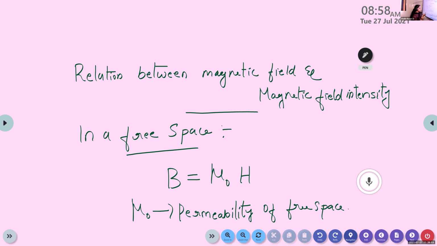In order to distinguish between the magnetic field in a medium and the magnetic field in free space, here we can give a suffix, B0. B0 is equal to mu 0 H. This means B0 represents the magnetic field in free space. The magnetic field in free space and the corresponding magnetic field intensity is given by B0 equal to mu 0 H, where mu 0 is the permeability of free space.